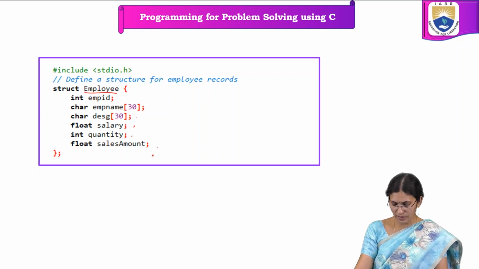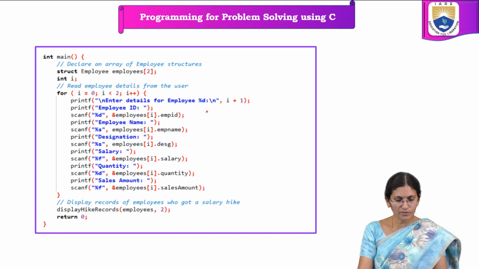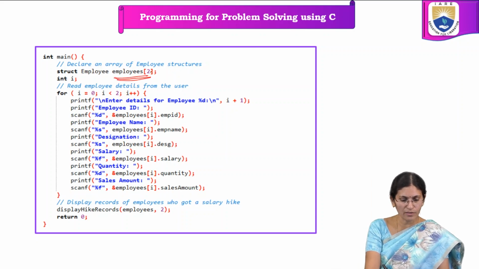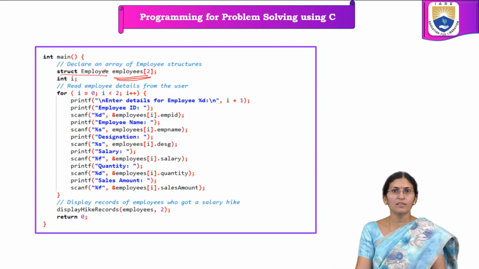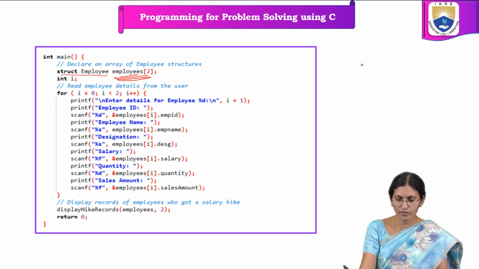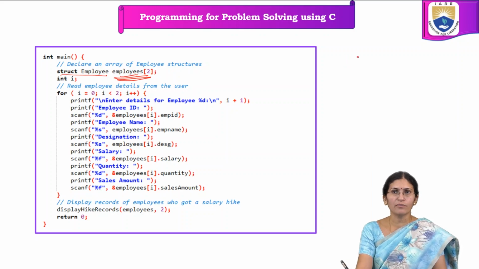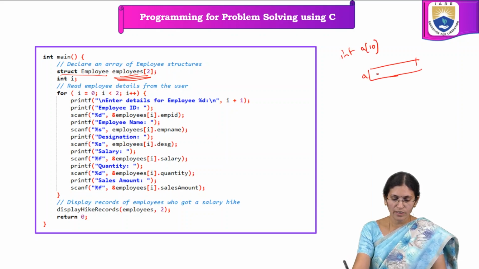So we have defined a structure. We have declared a structure here. Next, inside the main function, we have declared an array. This is also an array of type struct employee. Same as we have an array of integers, suppose we write int a of 10. This a is a variable which holds the values of 10 integers. So that is what it means.